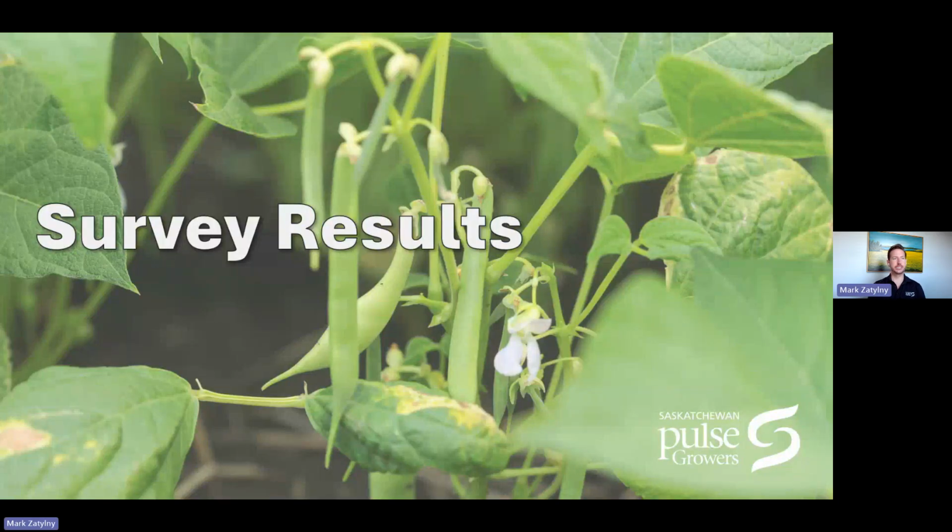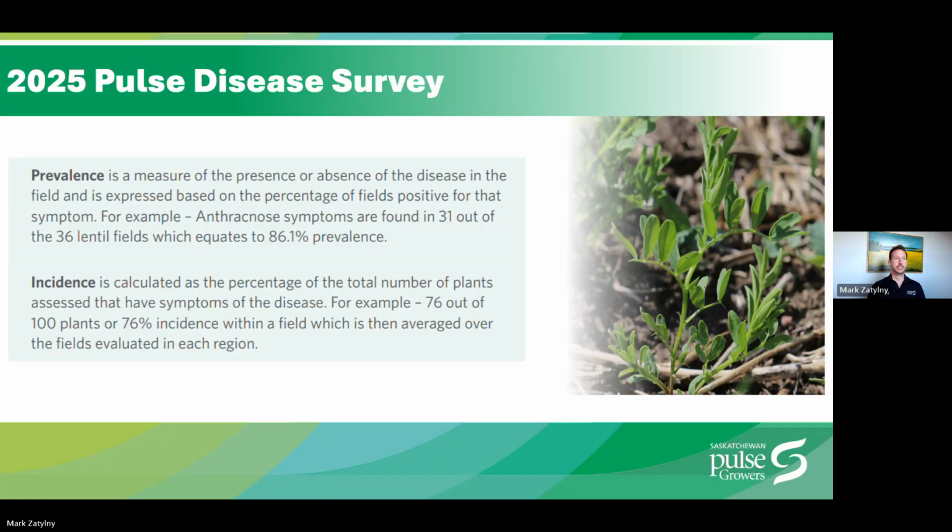Next, I will just wrap this up with the survey results from 2025 for the root rots. First, I want to start with a quick overview of prevalence and incidence. The prevalence is how many fields in the survey will have detected a root rot pathogen, and then incidence is how many plants in that infected field had the disease show up.